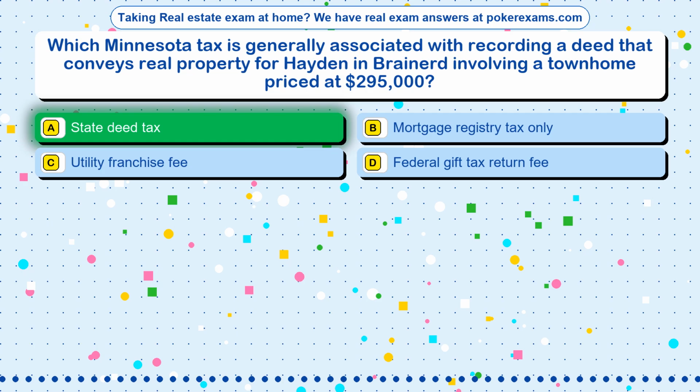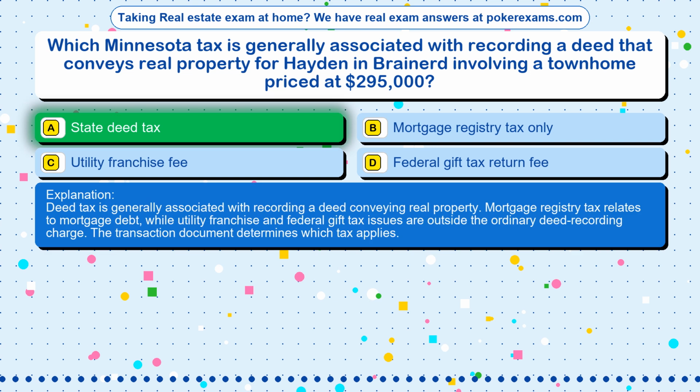The correct answer is option A. State deed tax. Deed tax is generally associated with recording a deed conveying real property. Mortgage registry tax relates to mortgage debt, while utility franchise and federal gift tax issues are outside the ordinary deed recording charge. The transaction document determines which tax applies.